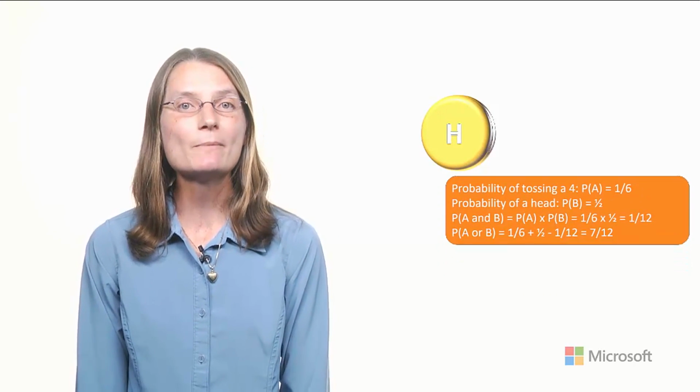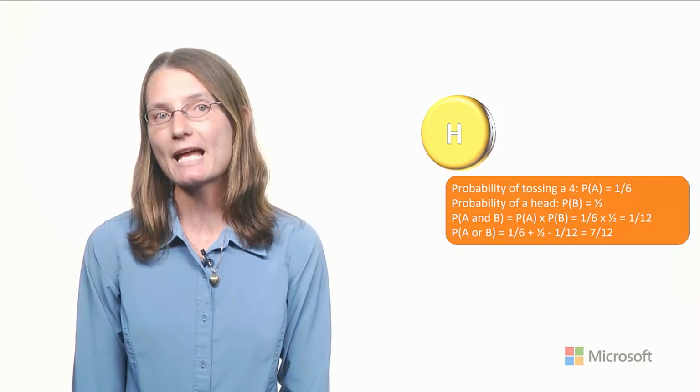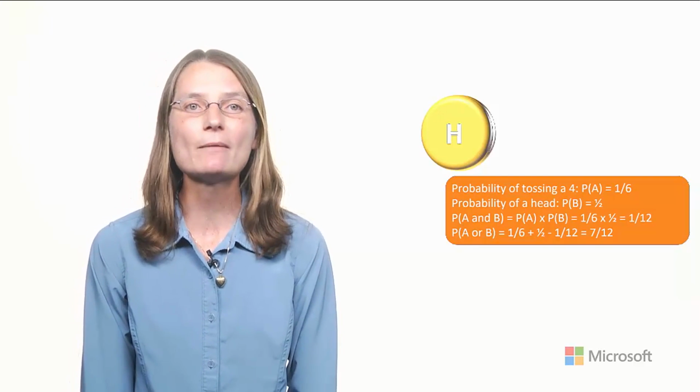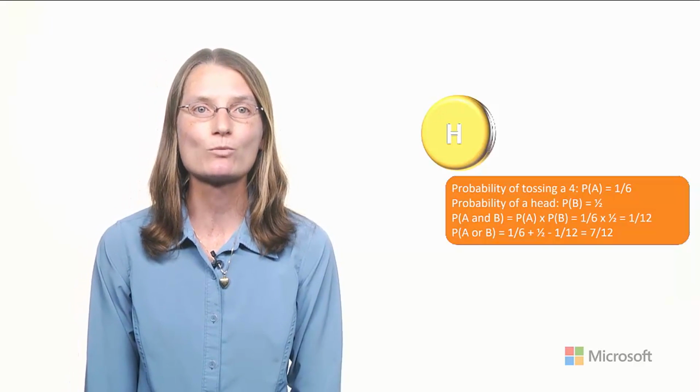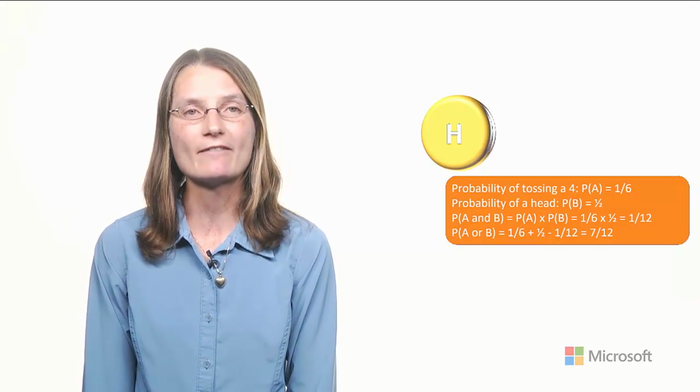If you toss a 6-sided die and then flip a coin, what is the probability that you will get either a 4 on the die, a head on the coin flip, or both? The probability of rolling a 4 is 1/6, the probability of flipping a head is 1/2, and the probability of both occurring together is 1/6 multiplied by 1/2. Thus, the result is 7/12.